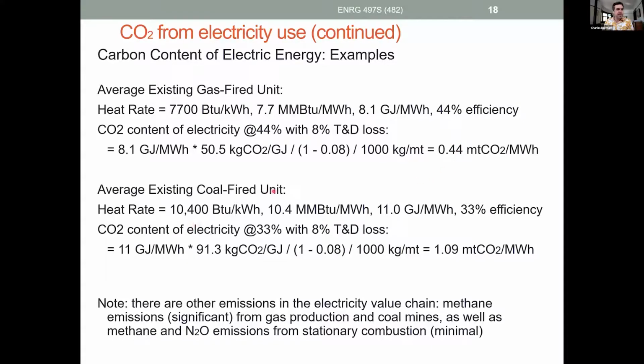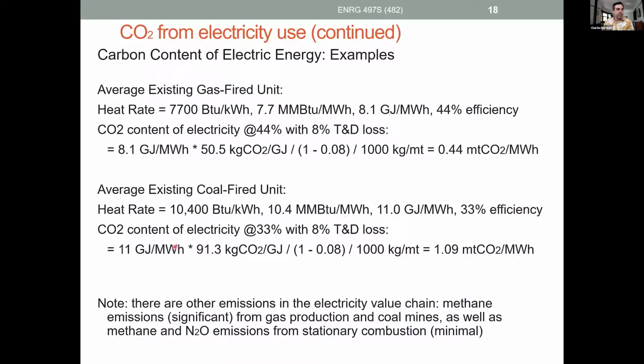Comparing that with a coal-fired power plant, its heat rate is much larger. Does that mean it's better? No, it means it's worse. It means you have to put in more BTUs per kilowatt hour. You have to put in 10,400 BTUs of coal to get a kilowatt hour of electricity. Again, if we do some mathematics with that 3.6 conversion factor, we can see that that heat rate corresponds to 33% efficiency.